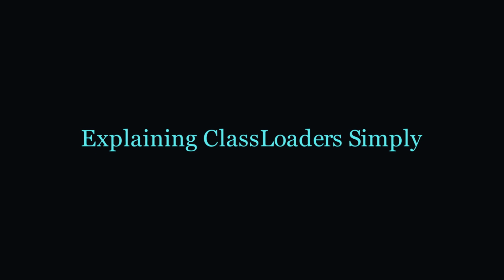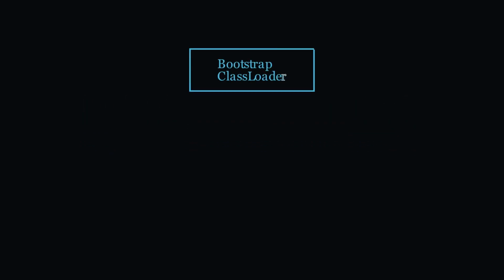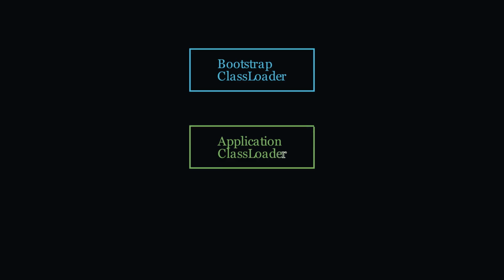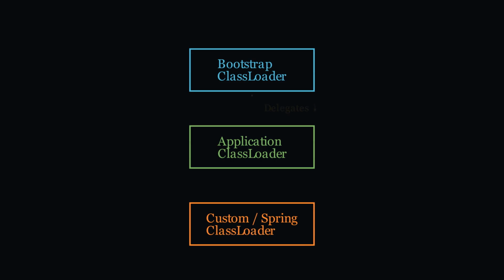Think of ClassLoaders like different librarians in a library. The Bootstrap ClassLoader handles Java's core books, java.lang, java.util. The application ClassLoader knows about your project books, your own code and dependencies. And frameworks like Spring Boot sometimes bring their own librarians to handle things like dynamic proxies or plugin reloading. So far, everything's fine. But here comes the problem.